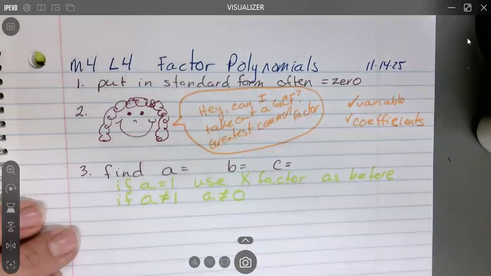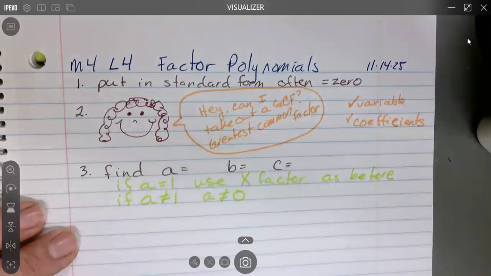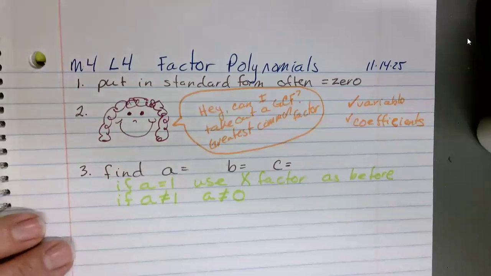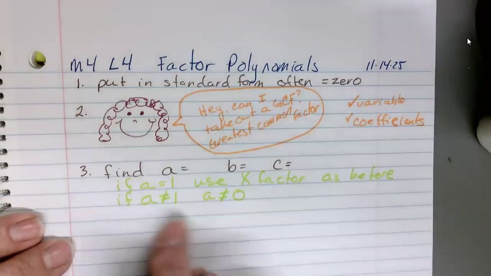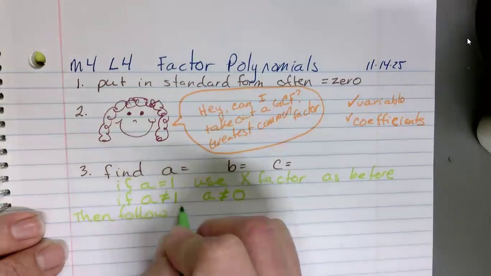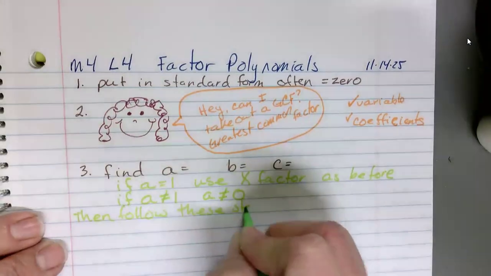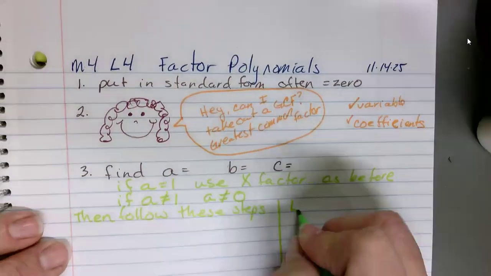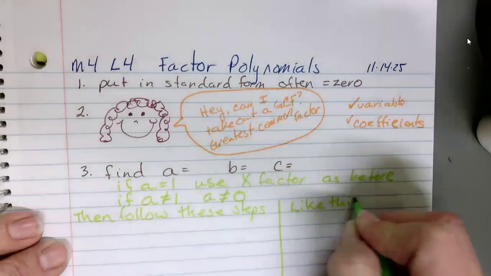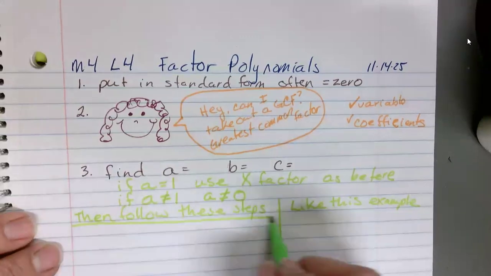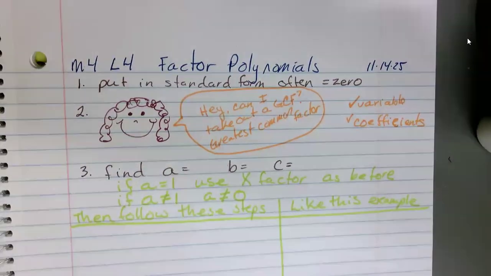I'm going to make a column where I'm telling you the steps in words, and then a column where we show the steps using the problem. So if A does not equal 1 and it does not equal 0, then follow these steps. Making my 2 columns like this example. Then we'll continue with our steps.